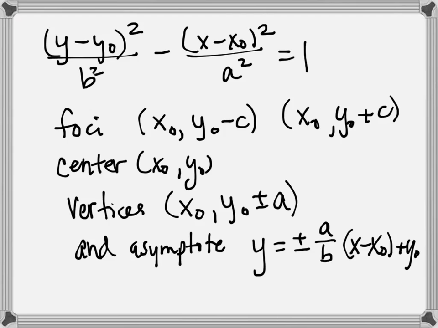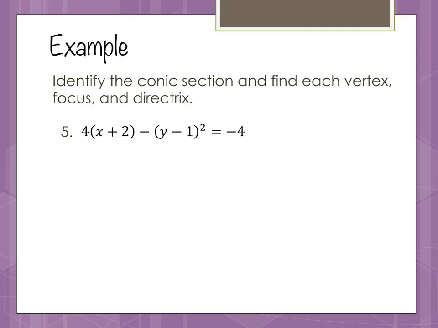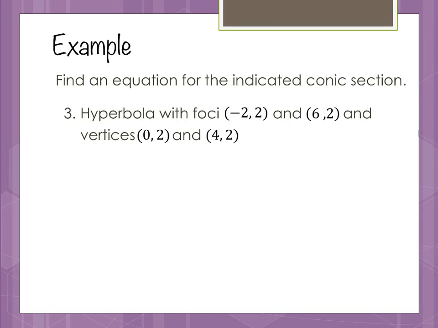All right, so let's look at an equation. Here's the one I think we're supposed to be on. It says, find an equation for the indicated conic section, just like the directions before. But we've got a hyperbola. It has foci at negative 2, 2, and at 6, 2, and vertices at 0, 2, and 4, 2. So what are you going to do? Draw it. We're at least going to plot these points, because that helps give us a lot of direction in creating the equation.